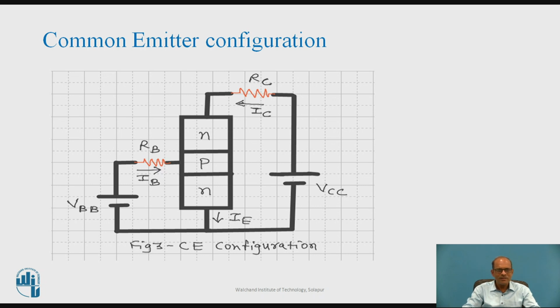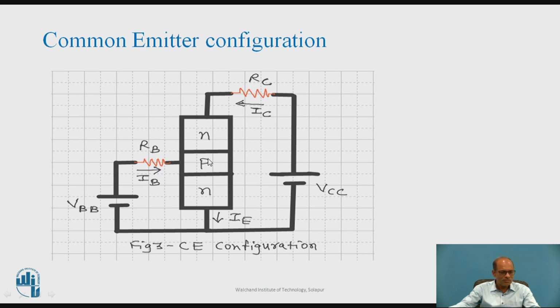Now let us understand the operation of common emitter configuration. Figure 3 shows the connection for common emitter configuration. So the emitter is common between input and output. The input is applied at the base and the output is taken at the collector, and the transistor is NPN type. Now resistance RB limits the base current and resistance RC limits the collector current. The basic operation of the BJT remains the same, that is, the emitter emits the electrons because the base emitter diode is forward biased.